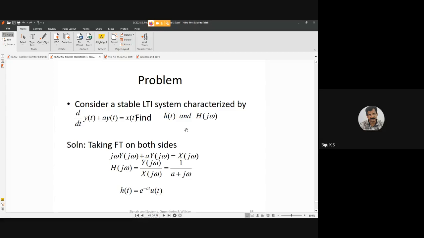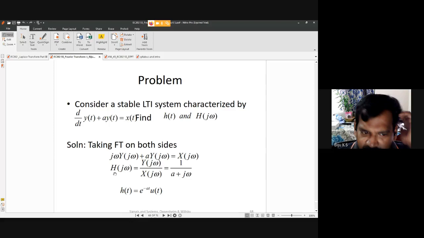From that, you can calculate H of j omega, which is equal to Y of j omega by X of j omega. So from this you find the transfer function. Here also you can calculate the frequency response, which involves both the magnitude response and the phase response.